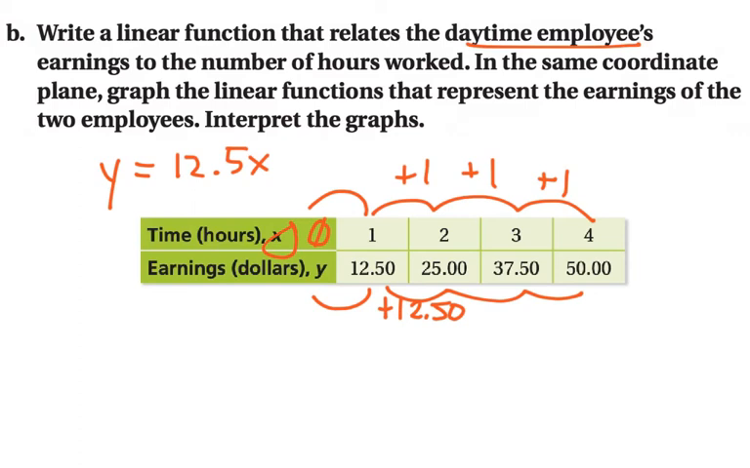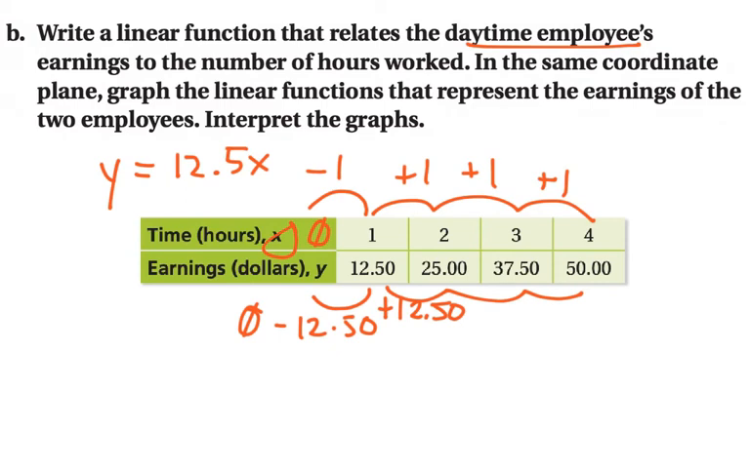Instead of adding 1 for the x values, we need to subtract 1 because 1 hour minus 1 would give us 0 hours. And we do the same thing for the y values. Instead of adding $12.50, we'll subtract $12.50. And that's where we can then see that actually when x is 0, 12.50 minus another 12.50 leaves us at $0. So at 0 hours, this daytime employee earned $0.